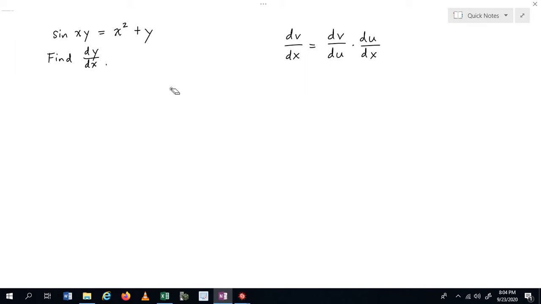The first step in implicit differentiation is to take the derivative of both sides of the equation with respect to x. And of course, these are still equal because we did the same thing to both sides.